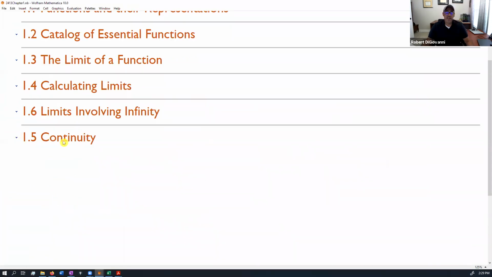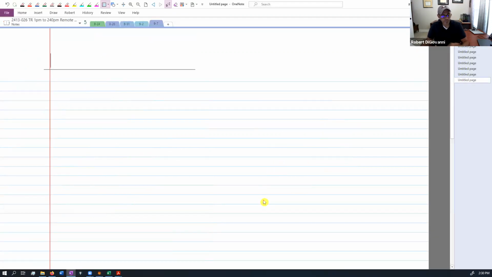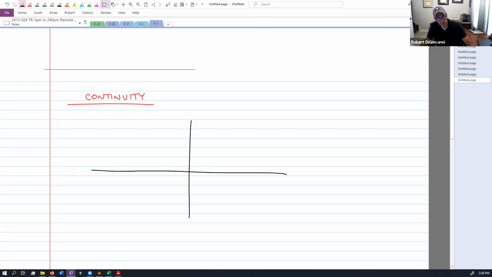So we have this idea of continuity. Continuity is a very important property when it comes to calculus. The idea is very simple. Continuity just means that you can draw the function without picking up your pencil. That's pretty much what it means for a function to be continuous. So if I graph a function and I never have to pick up my pencil, then that would be continuous.